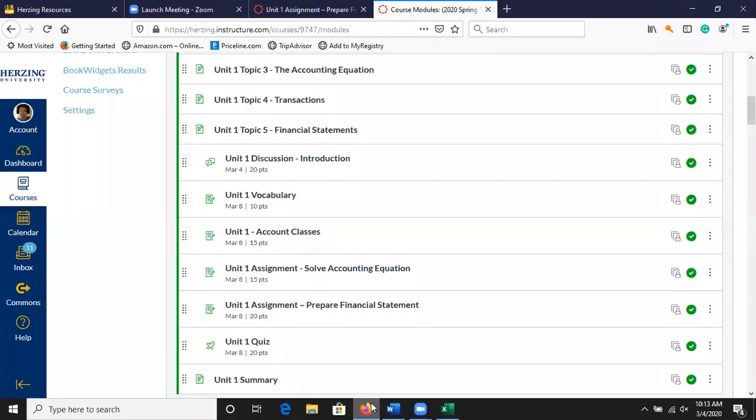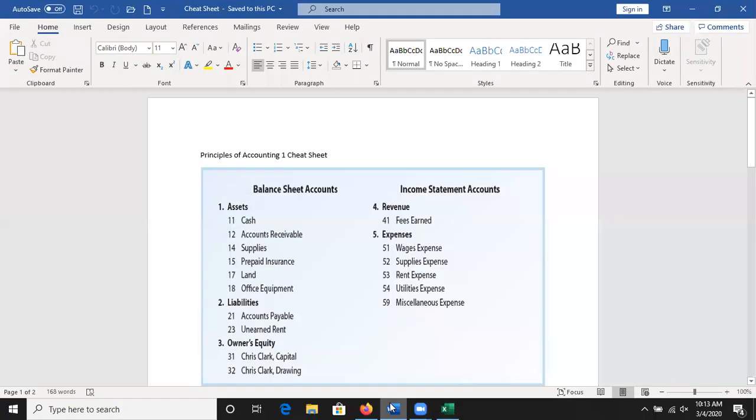So if we're looking at the modules, a big thing that we're going to have, vocab, I'm not going to talk about, it's something you could read and do on your own, introductions. I'm going to look at account classes. So I have this file which I'll share with everyone. I call it a cheat sheet. It's my Principles of Accounting 1 cheat sheet.